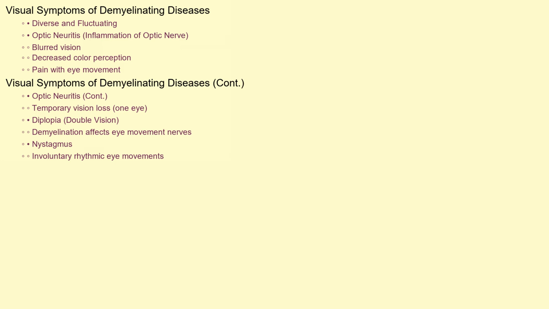The visual symptoms caused by demyelinating diseases are diverse and can fluctuate. Optic neuritis, inflammation of the optic nerve, is a frequent manifestation. This can lead to symptoms like blurred vision, decreased color perception, pain with eye movement, and even temporary vision loss in one eye. Double vision, or diplopia, can also occur due to demyelination affecting the nerves that control eye movement. Nystagmus, involuntary rhythmic eye movements, is another possible symptom. The specific symptoms, their severity, and duration vary widely from person to person.